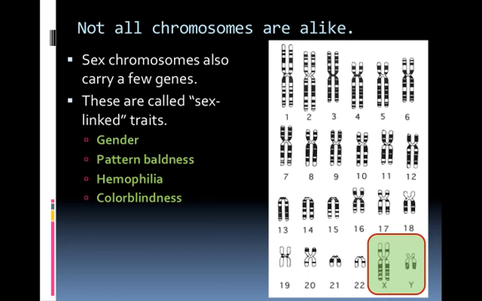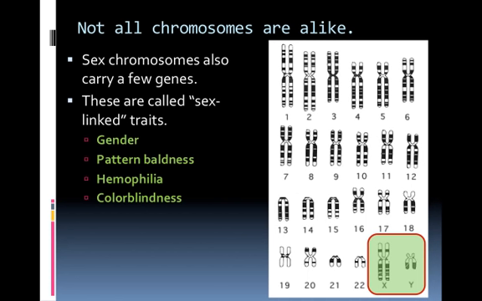Not all chromosomes are alike. We have the last pair of chromosomes, the X chromosome and the Y chromosome. You'll notice that between the two of them, the Y chromosome is much smaller, so there's much less genetic real estate on the Y chromosome. But even so, it has some important genes, one of which determines gender. The X chromosome is much larger and actually has quite a few important genes on it.